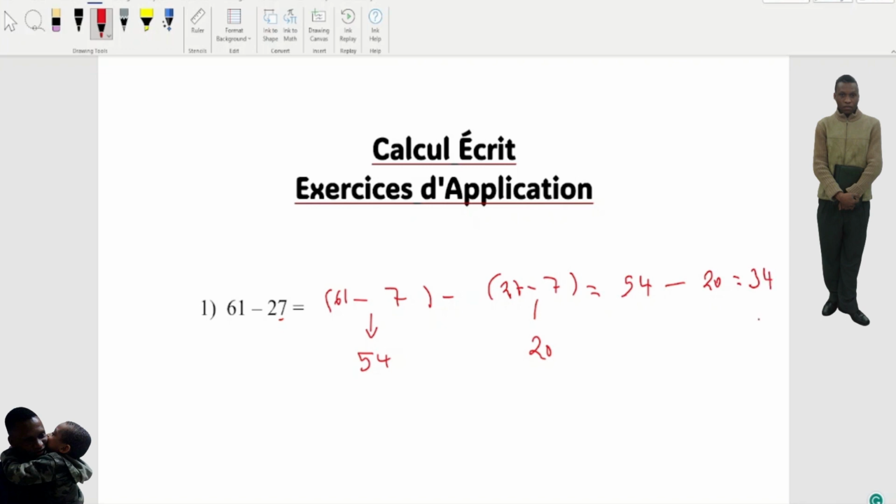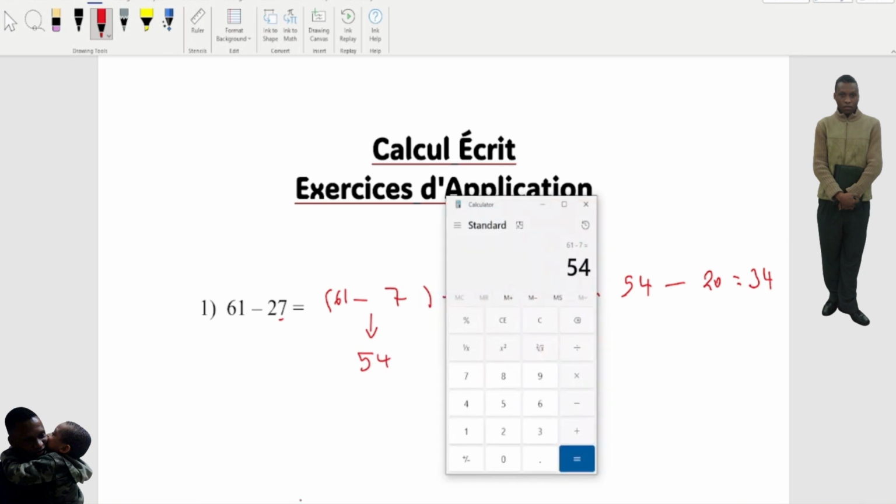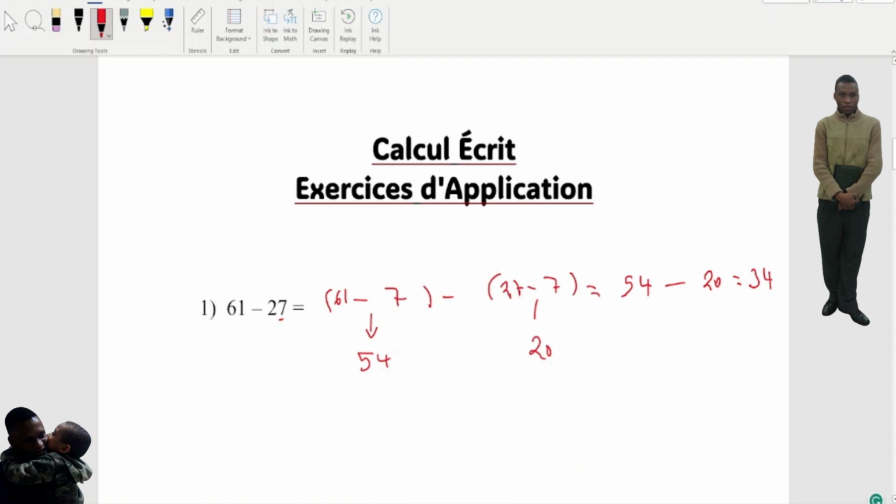Right? This is the answer. So if we bring the calculator, we write 61 minus 27. We get the same answer. You see? So this is the way of doing it. Okay? So you can show your professor or your teacher how to do it in a different way. Okay? So we're gonna do the next one, okay?